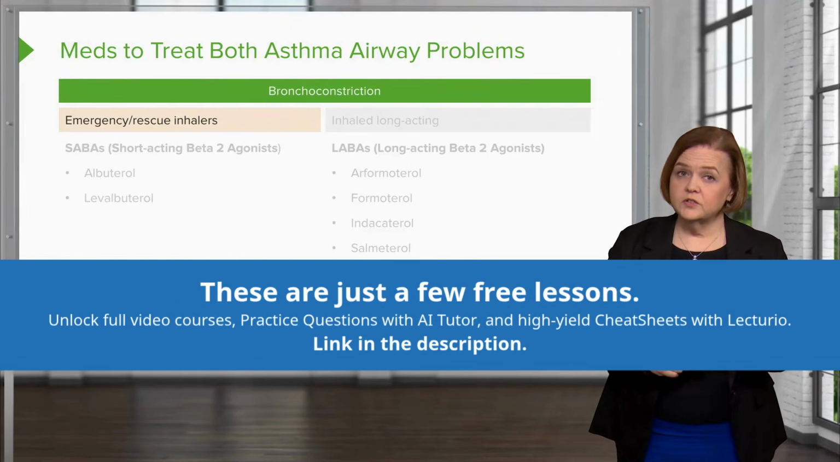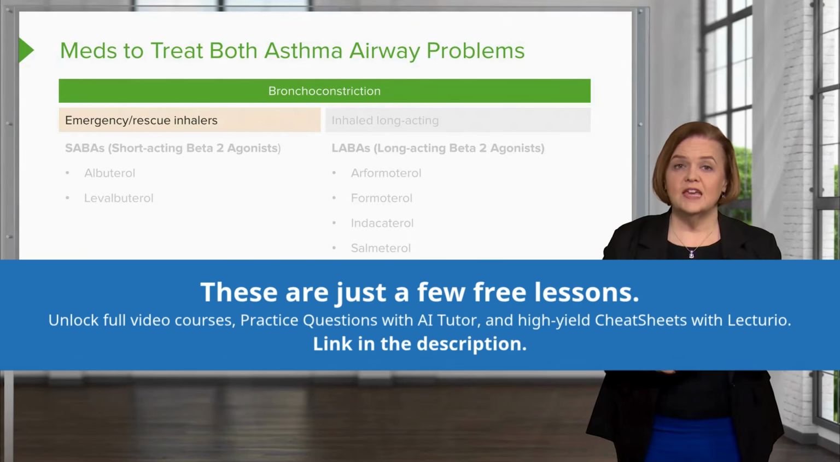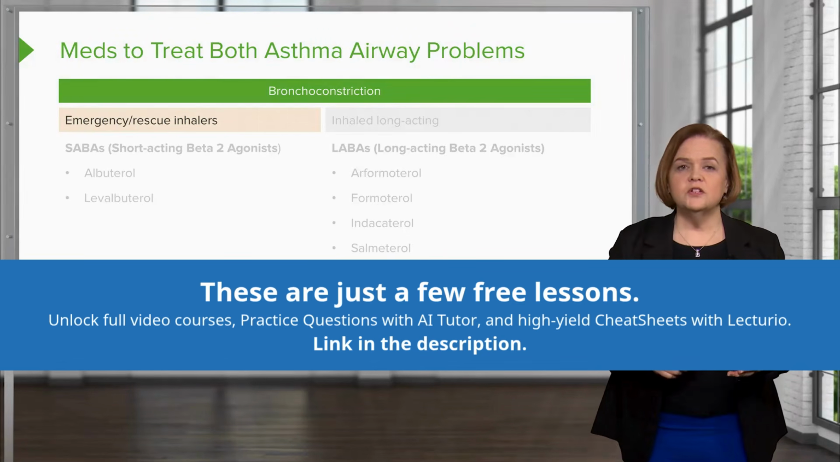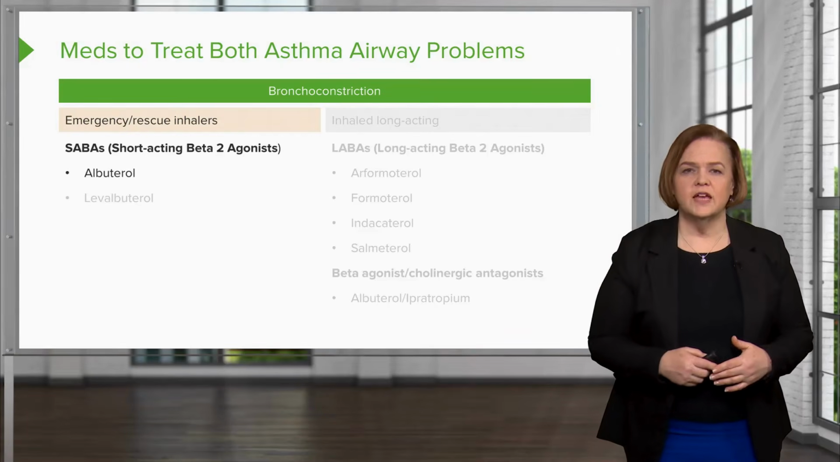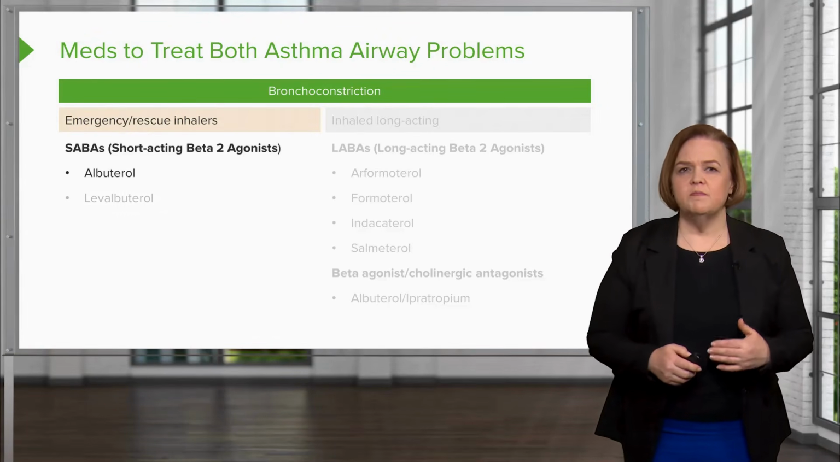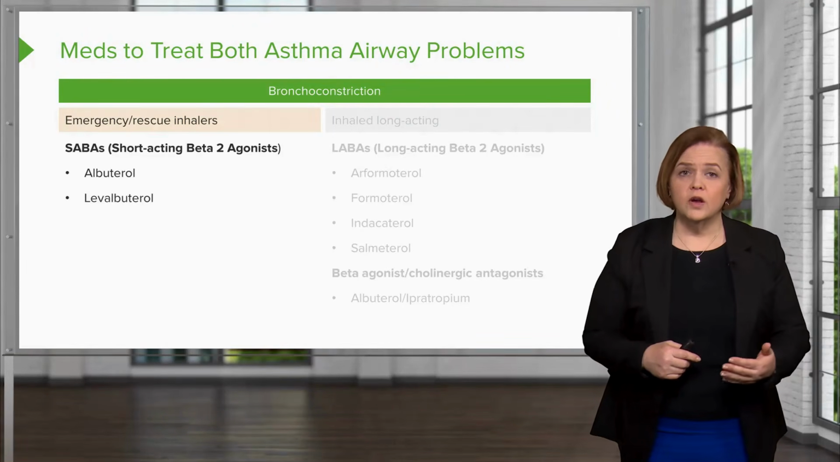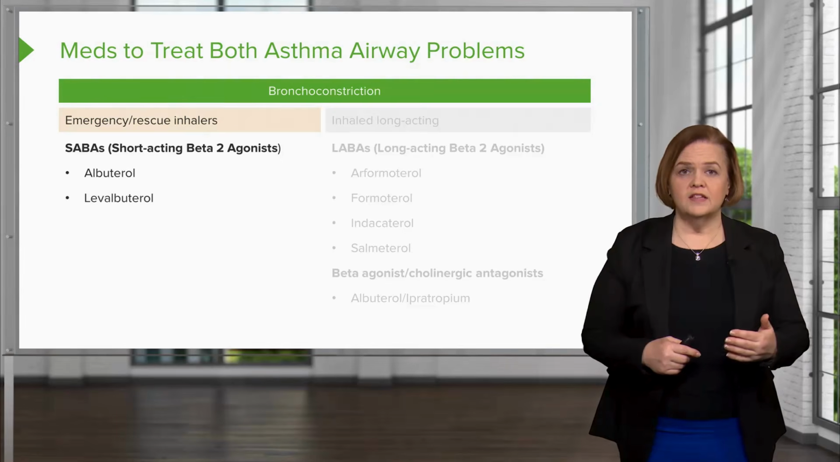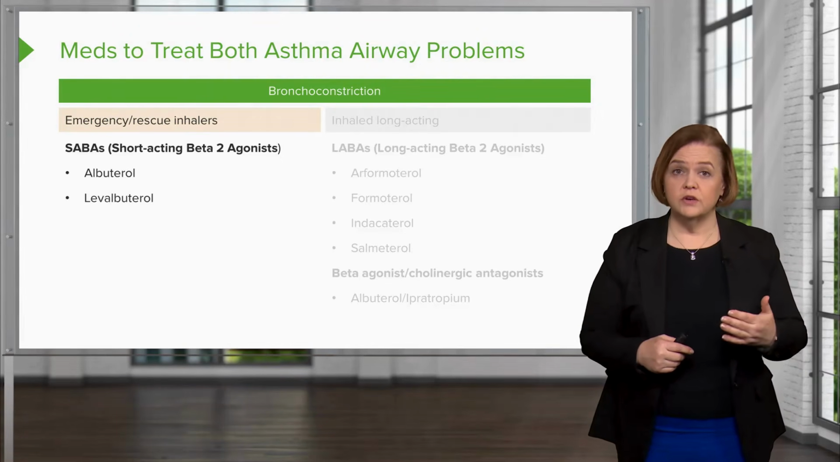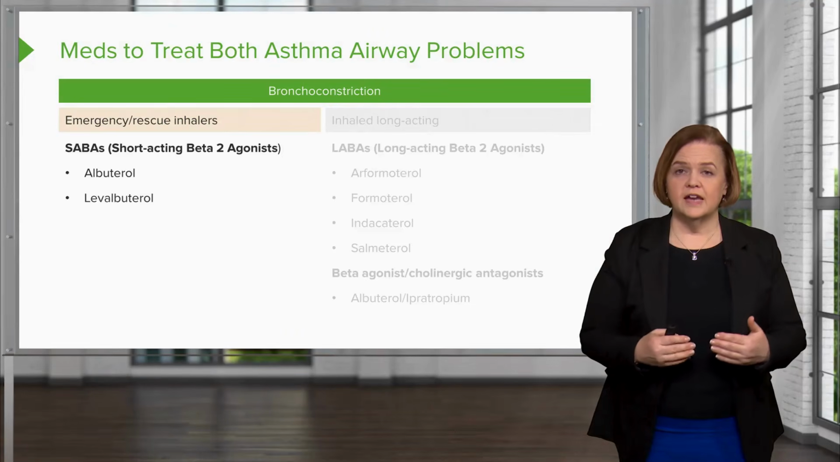1 should be bronchoconstriction, 2 should be inflammation. So with bronchoconstriction, we talked about the emergency rescue inhalers. You want the short-acting beta-2 agonist. You see 2 examples on your screen now, albuterol and levalbuterol. Look, they end in -erol, so we know those are going to be beta-2 agonists.